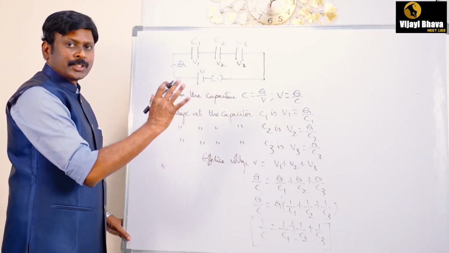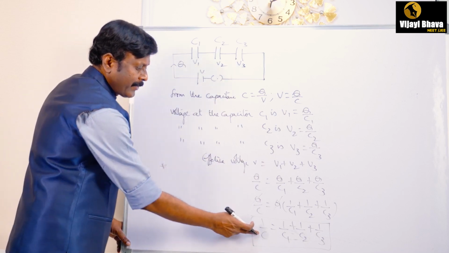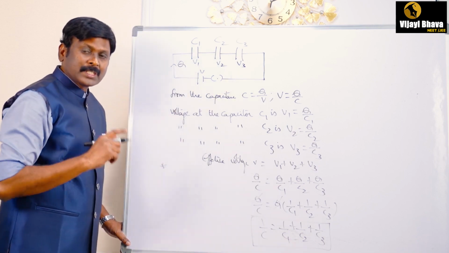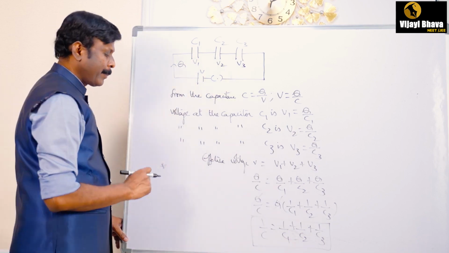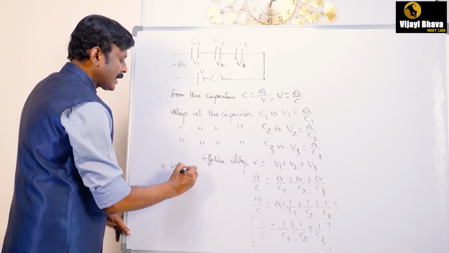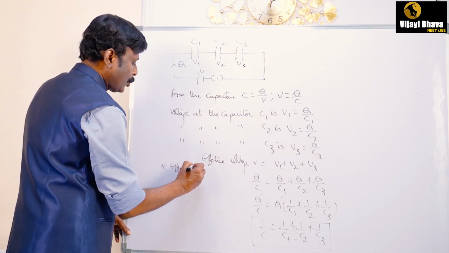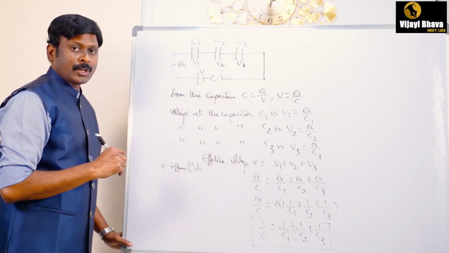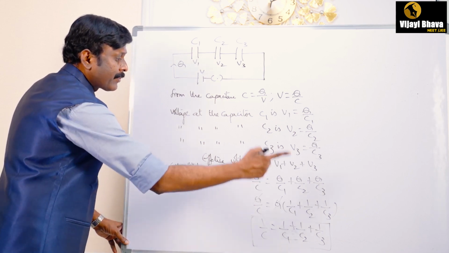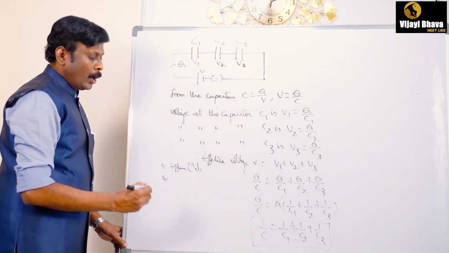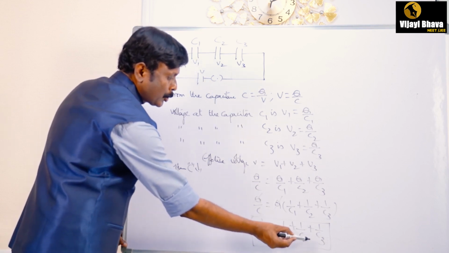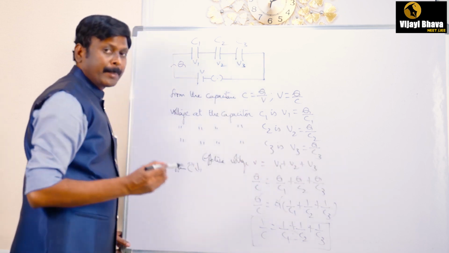In series combination of capacitances, as the reciprocal of the effective capacitance is equal to the sum of reciprocals of individual capacitances, we can say that the effective capacitance decreases. The effective capacitance in series combination of capacitors decreases. If there are n number of condensers connected in series, we can go with the formula 1 by C is equal to 1 by C1 plus 1 by C2 plus 1 by C3 and so on up to 1 by Cn.